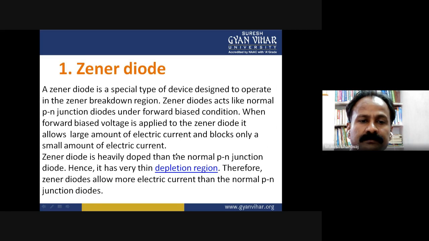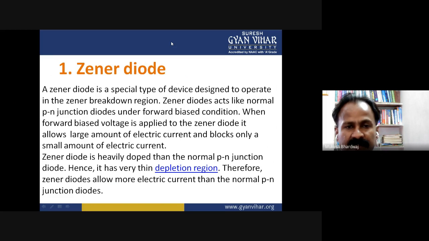So we are starting with the first diode, that is the Zener diode. What is a Zener diode? How does the Zener diode work? What are the advantages of the Zener diode, disadvantages, and what are the applications? What are the various applications where Zener diodes are used?